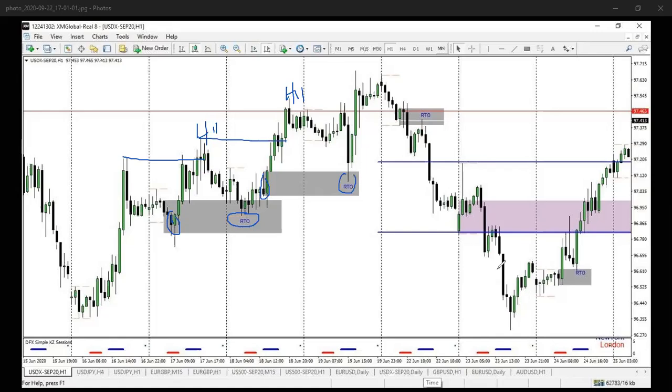Another one is here. This was a type 2 reversal here. Type 2. This is the BMS. This is the order block. Price comes back to the order block to make a return to order block. You sell.